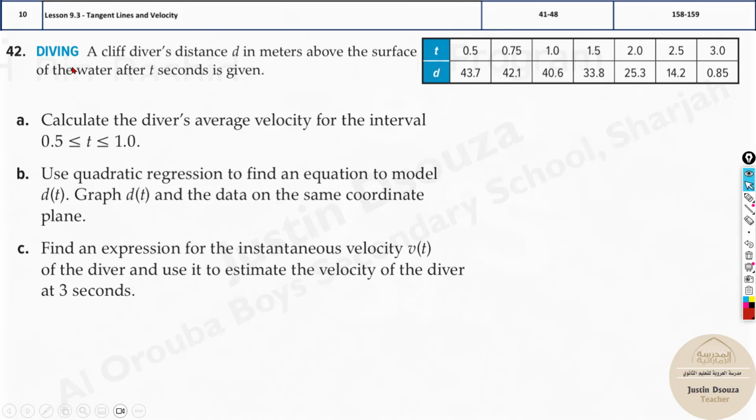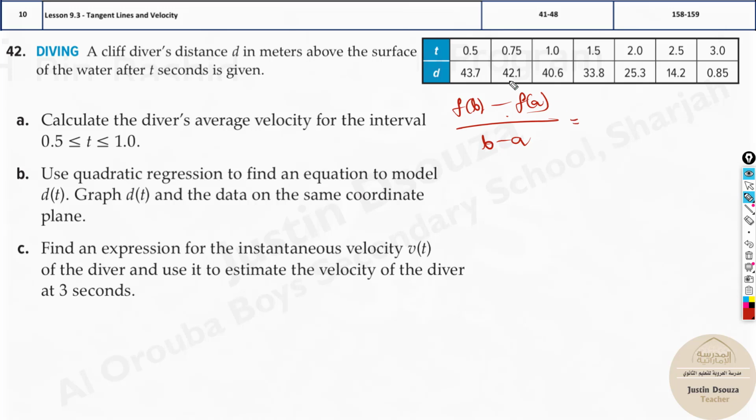Now over here also it's again similar. You can see distance and time is given. A cliff diver's distance d in meters above the surface of the water after t seconds is given. Now calculate the diver's average velocity for the interval 0.5 and 1. Now here there is no equation. So please remember you need to use the formula itself. f of b minus f of a divided by b minus a. But the values are directly given, right? So it's pretty simple.